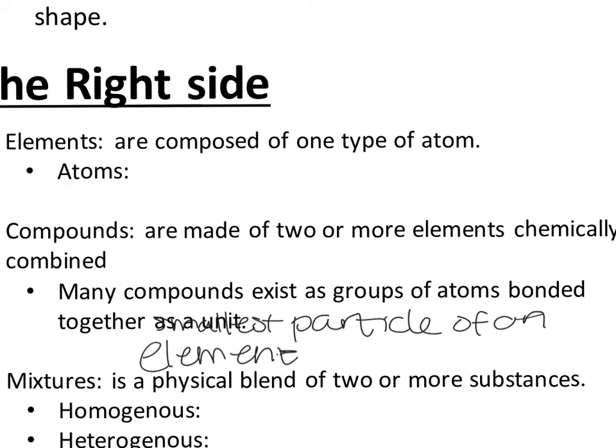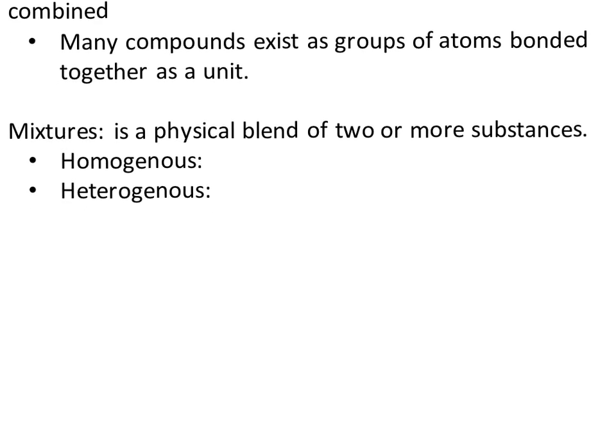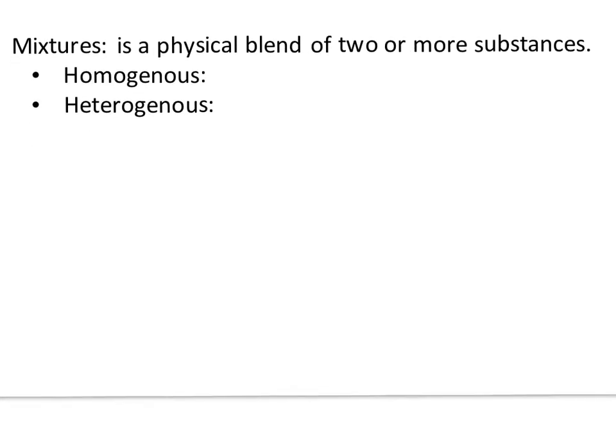Okay, so our mixtures. We said that we had two types of mixtures. The first type was our homogeneous mixtures. Now, what makes something an actual homogeneous mixture? Well, the answer is probably not as intuitive as we would like to think that it in fact is. Mixtures are a physical blend of two or more substances. And what's unique about a homogeneous mixture is that it is uniform throughout.